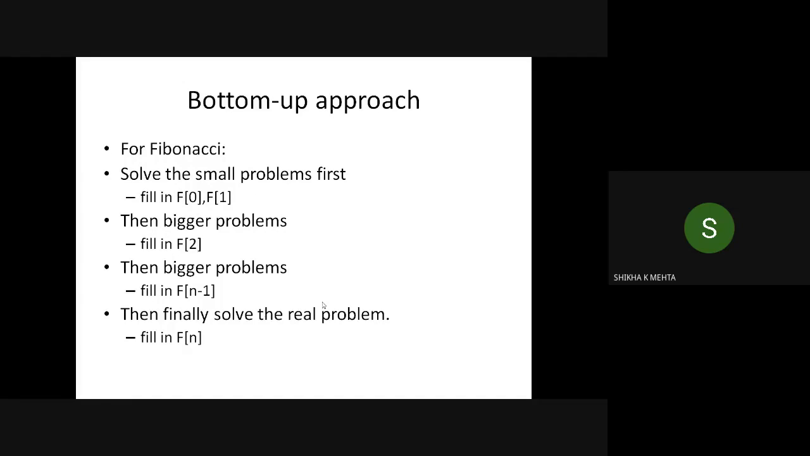For the bottom-up approach, as I have already told you, for Fibonacci we fill in F0 and F1 first, then the bigger problem F2, then bigger problems up to Fn minus 1, and finally we solve the real problem of Fn. So we move from 0 to 1, and then 2, 3, 4, up to the nth number. So this is the bottom-up approach.